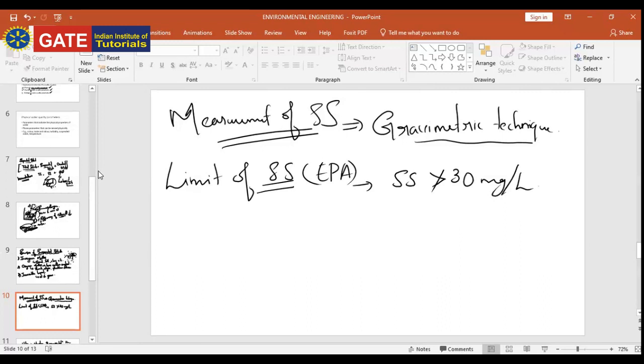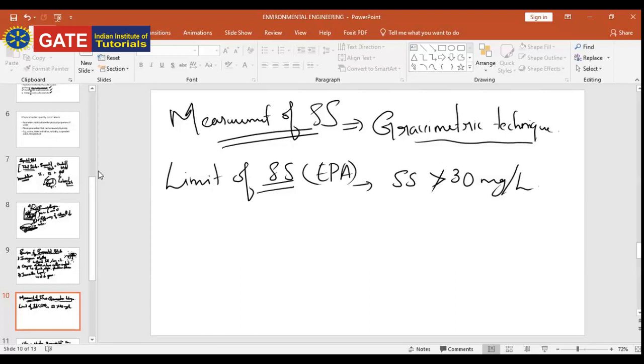According to EPA, EPA is not the only one that is suggesting the standards. We are discussing EPA now. We'll be having the standards discussed. As I told yesterday, I'll be giving you a table-like format in which we'll have all the parameters to be discussed, how each is measured, and what the limit is according to each of them. So that I'll be providing you. Now you just have an overview of it.